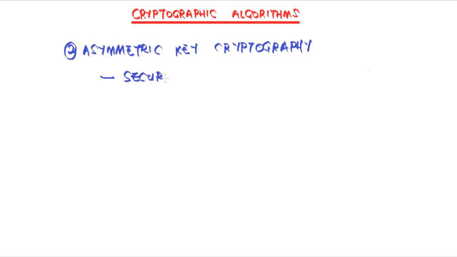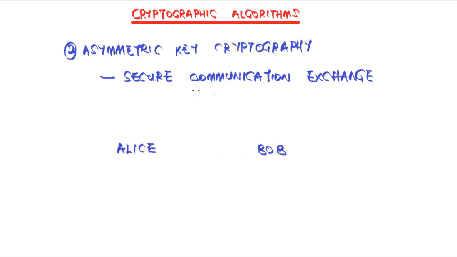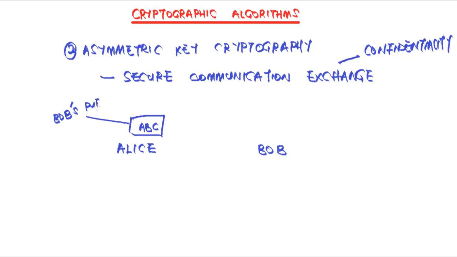The first one that we're going to look at is secure communication exchange. So like I said, we're going to use two keys. One is private and one is public. So this is Alice and this is Bob. Now for secure communication exchange, which is providing confidentiality, if Alice has a message ABC to send to Bob, Alice would encrypt this message with Bob's public key. Now she has Bob's public key. Anybody can get your public key, especially through a key management system. The public key is public. So she's going to encrypt this message with Bob's public key and send it to Bob.